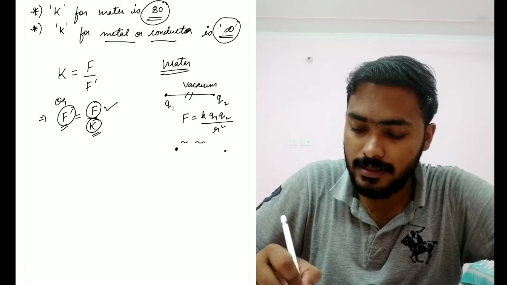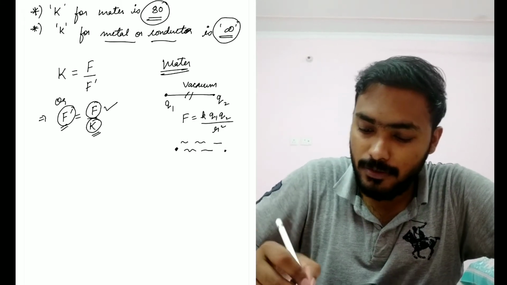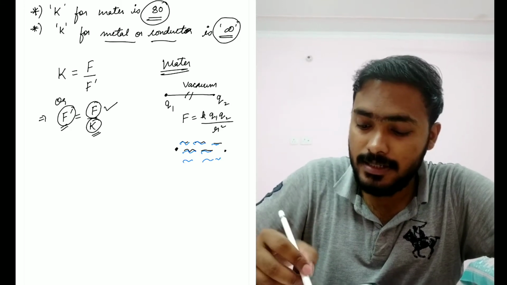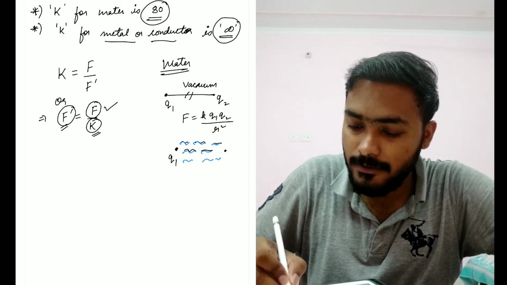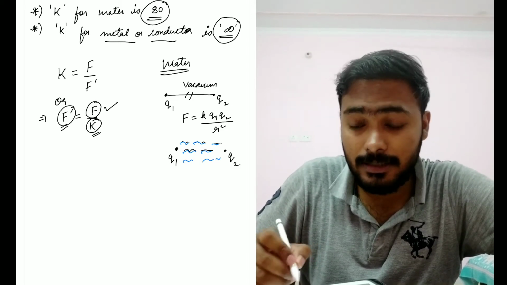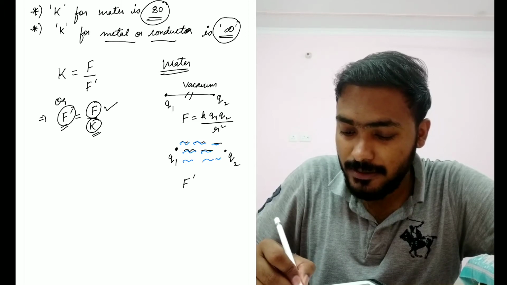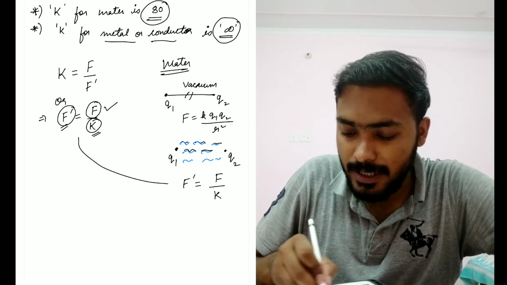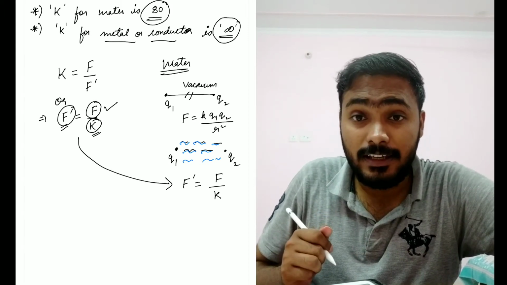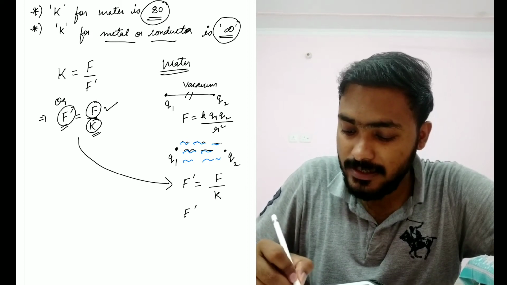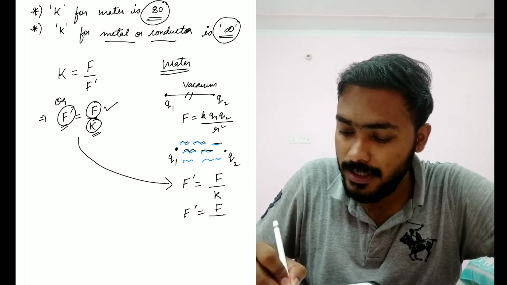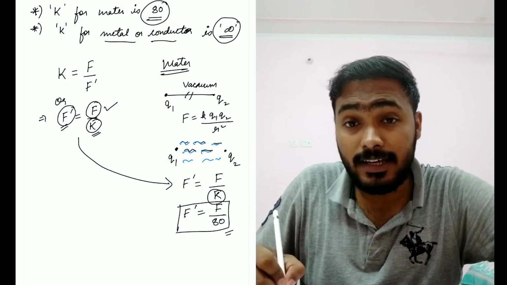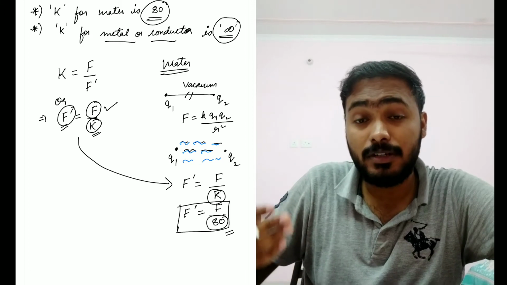There is water in between, the same distance is there. The only difference is that instead of vacuum, I have water this time. So it will change. F dash will simply be equal to F upon K, based upon this equation. So F dash, the new force, will be simply F upon K. K for water is 80. So you can see the new force of interaction will be reduced, divided by 80.